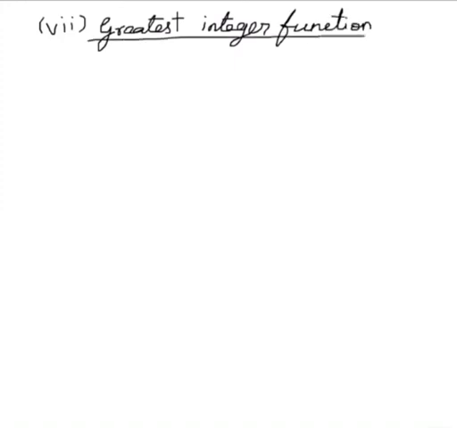Next function, greatest integer function. Let f be from R to R. Y is equal to f of x is equal to greatest integer function of x. It is written within square brackets. What is greatest integer function? This function gives the greatest integer which is less than or equal to the number.